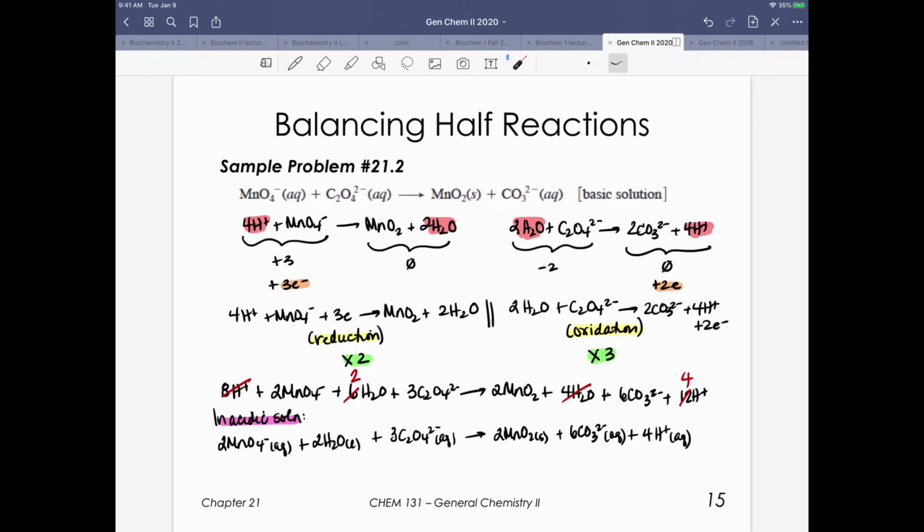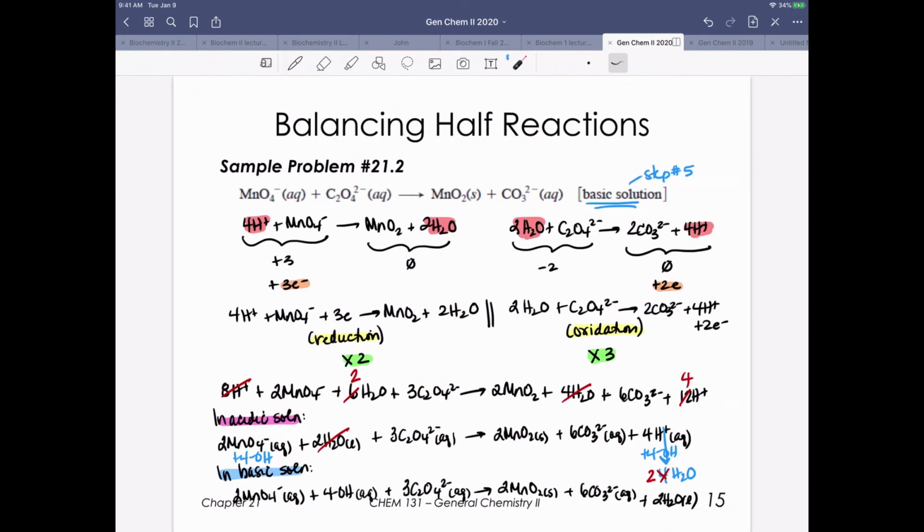All right, the last piece is to say, oh, this asked us to do it in basic solution. Remember, the steps for balancing in basic solution are that we have to find out where the H+ are, and we're going to add the same number of OH- ions to both sides of our half reaction. That, again, allows us to make sure that it stays balanced. When we add H+ and OH-, that's going to generate water. And then again, we'll have to reconcile where we have a net accumulation of water. So go ahead and pause the video and try to finish out this problem in basic solution.